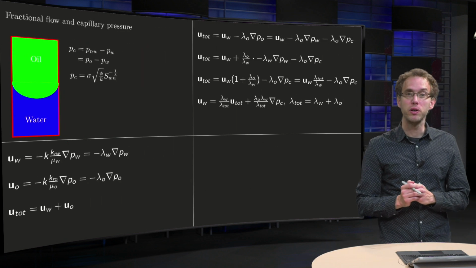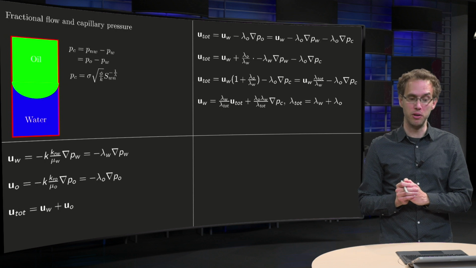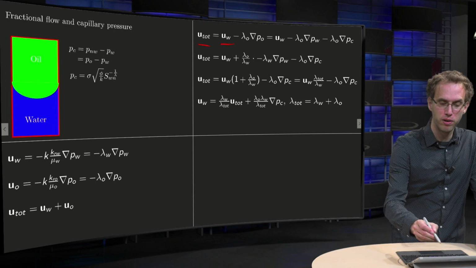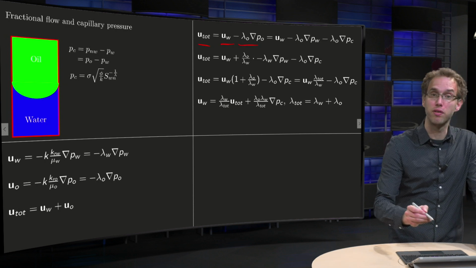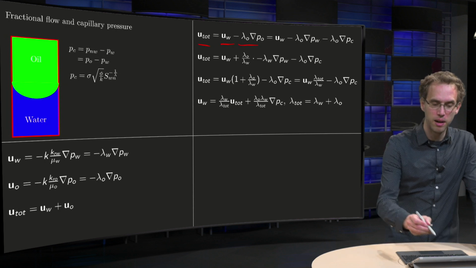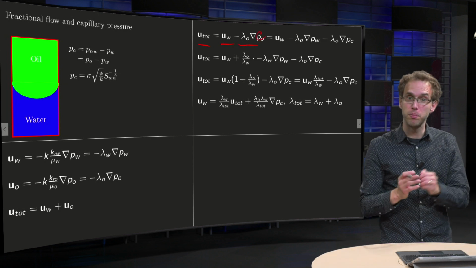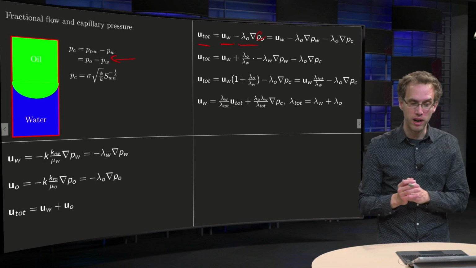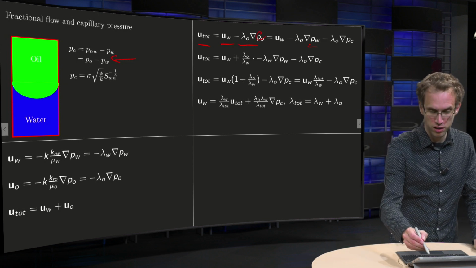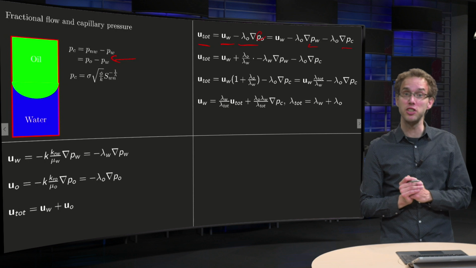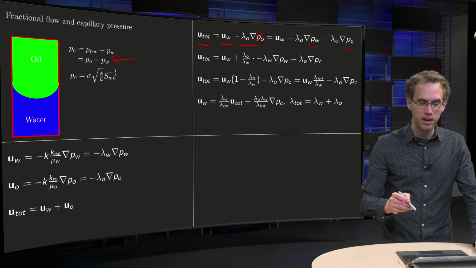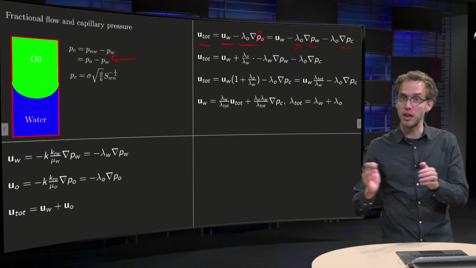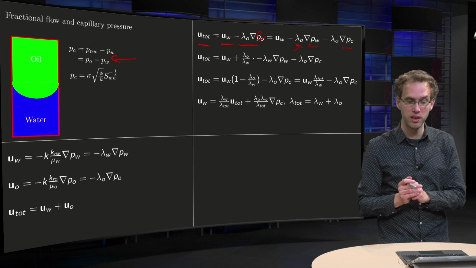Okay, now we want to eliminate this oil pressure. How do we do that? We start with the total velocity. We write it as water velocity plus oil velocity. For oil velocity we use Darcy's law. And then we eliminate this oil pressure because we know PO from here equals PC plus PW. So minus this gradient of PO gives you a minus gradient of PW minus gradient of PC. Now, we'd like to have here a lambda W, because then we have a lambda W times gradient of PW, which is a water velocity. Well, we can do that.